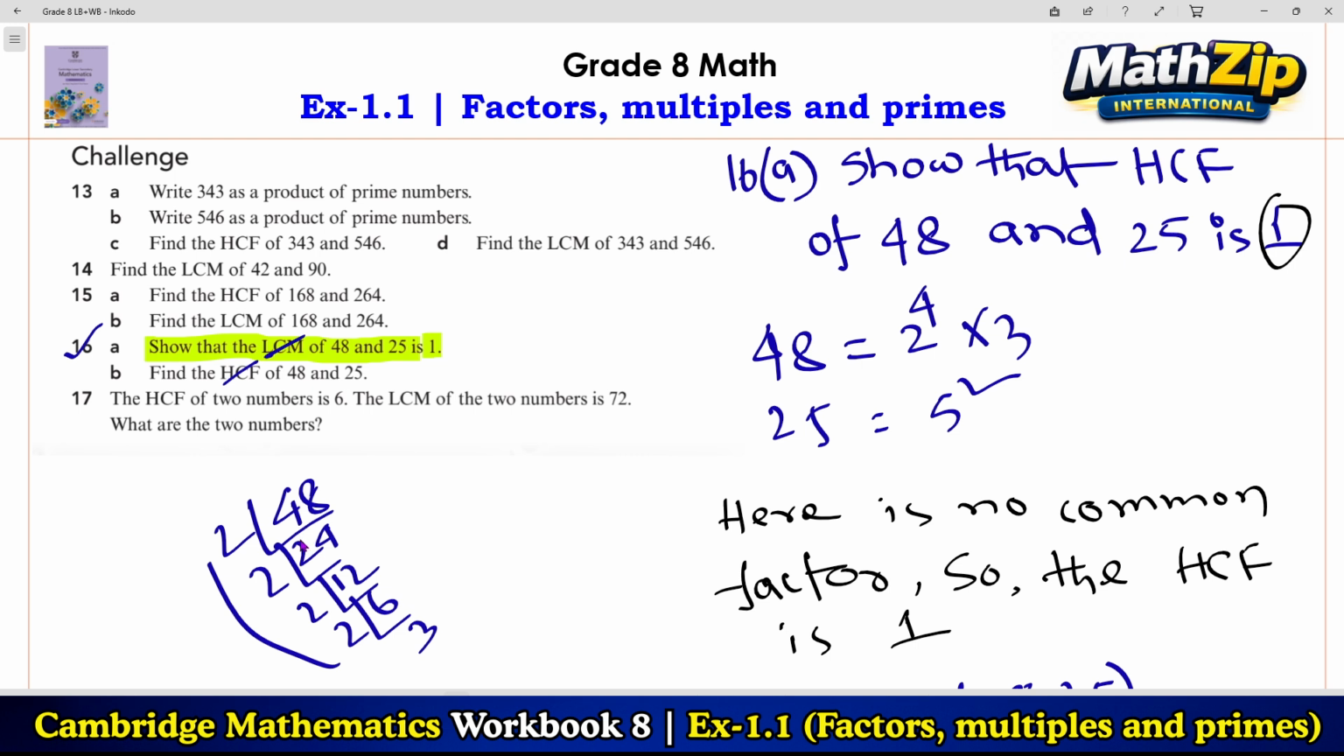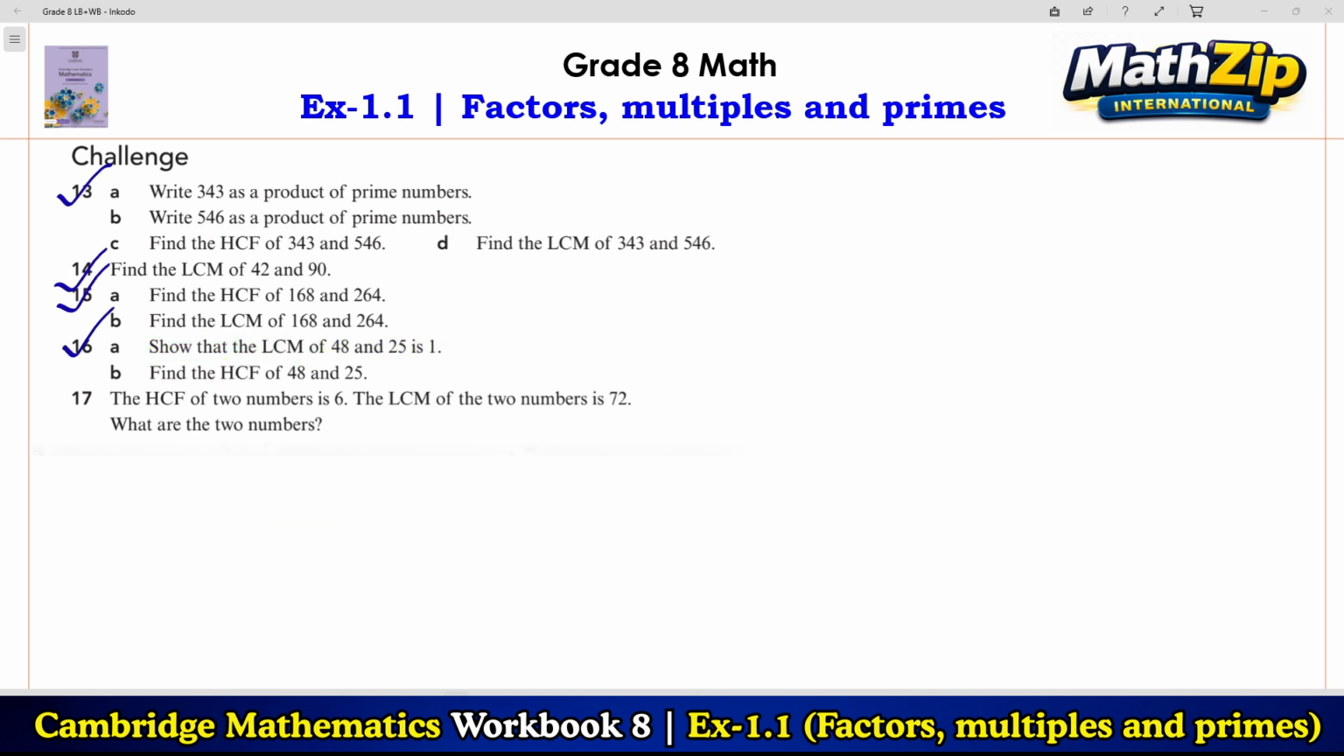And now our final question of this exercise 1.1, which is number 17. Question 17, the last question. The HCF of two numbers is 6. The LCM of the two numbers is 72. What are the two numbers?